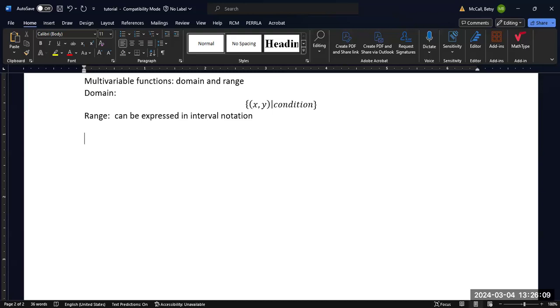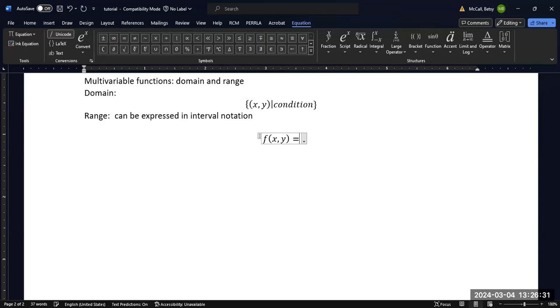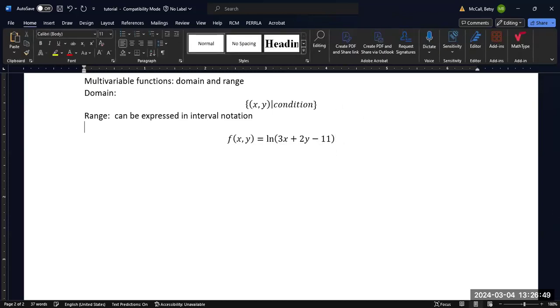We might have log expressions that are similar to radicals, but they don't take 0 as a value, so that the endpoint is excluded. So again, think about those kinds of typical one variable functions as we go through this. So let's consider f of x, y is equal to, let's start out with, log of 3x plus 2y minus 11. So what is the domain of this function?